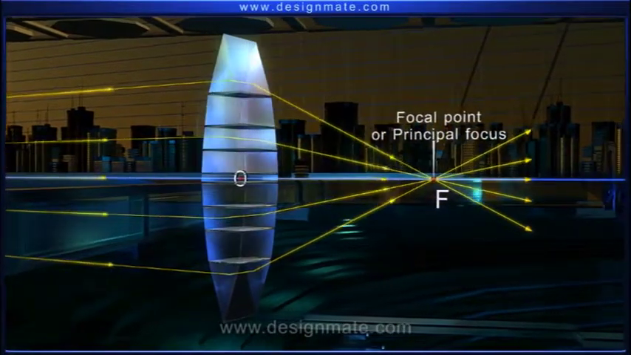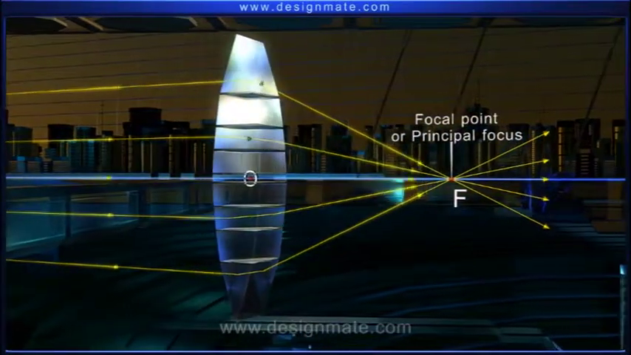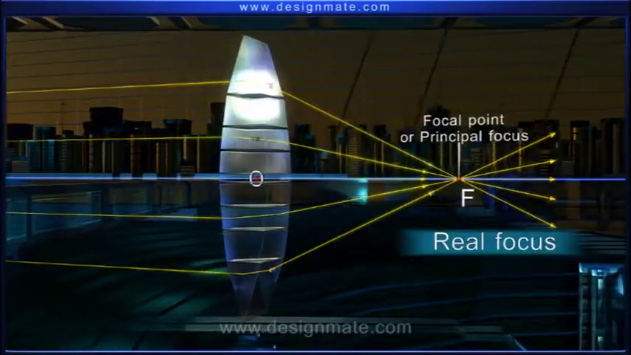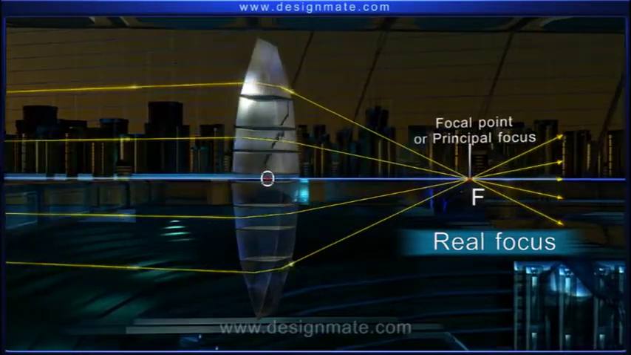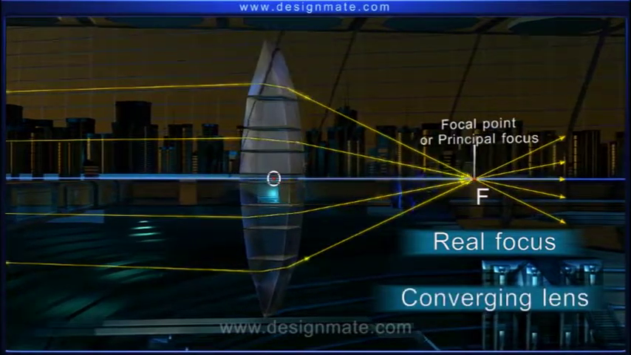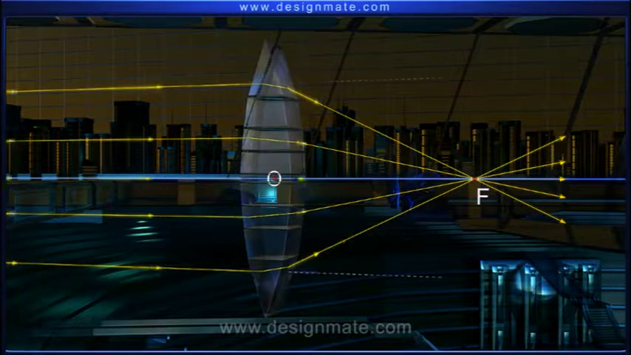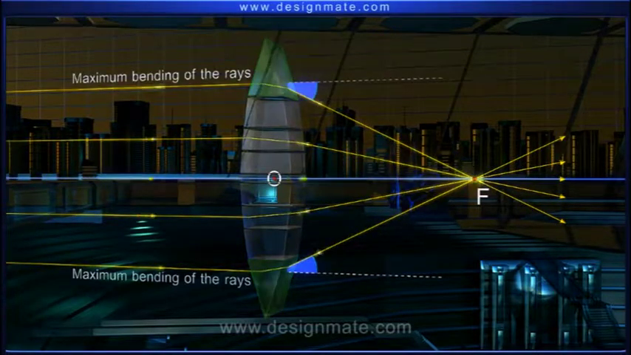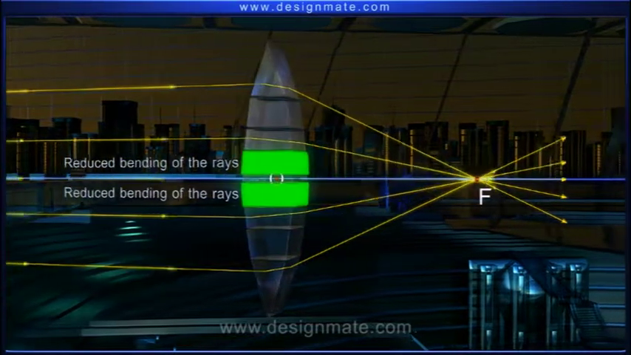Here, the refracted rays actually meet at the focus. Hence, a convex lens is said to have a real focus. Because a convex lens converges the light rays that are incident on it, it is called a converging lens. We can see that the bending of rays is maximum at the top and bottom prisms, and it reduces as we move towards the principal axis.